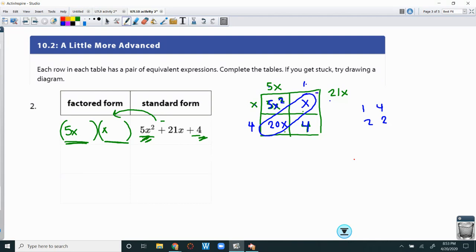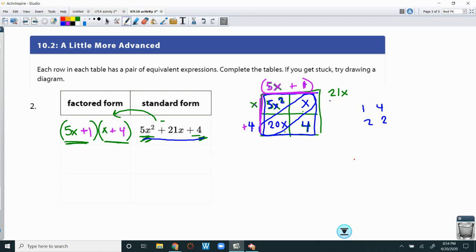So this inside, that adds up and gives me my standard form. But what I really want is this, right? The length times the width. I want this times that. Those are my two factors. One factor is 5x plus 1. And the other factor is x plus 4.